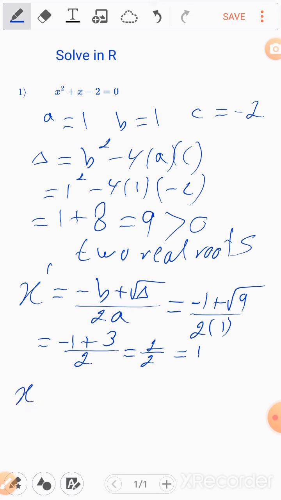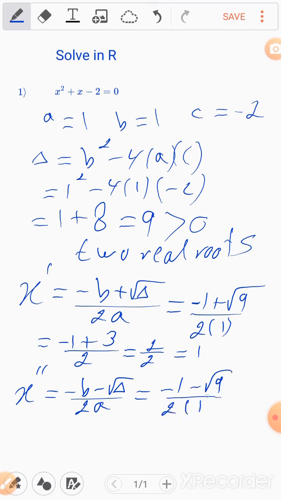The second root x second is equal to minus b minus radical delta, where delta is b squared minus 4ac, over 2a. It is equal to minus 1 minus radical 9 over 2 times 1. It is equal to minus 1 minus 3 over 2, which is minus 4 over 2. So this is equal to minus 2. The second root is minus 2.